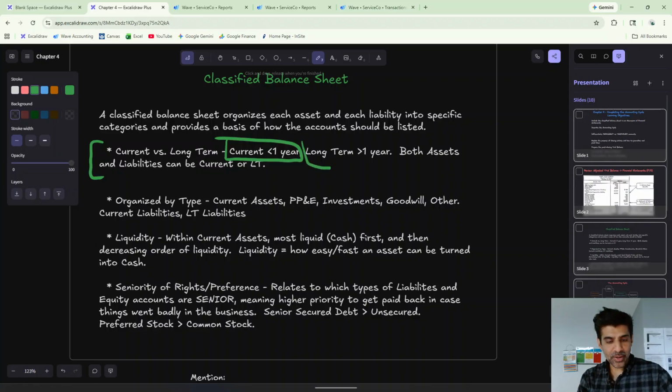Anything that's over a year, either one of those, is going to be long term. Okay, so 1 year is the cutoff.